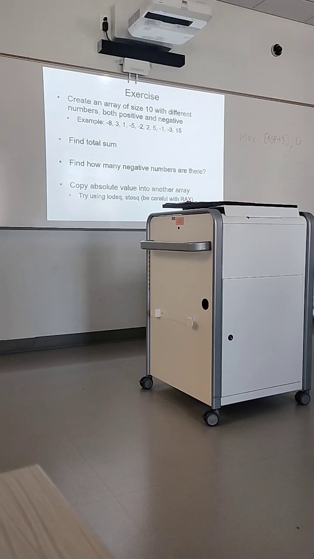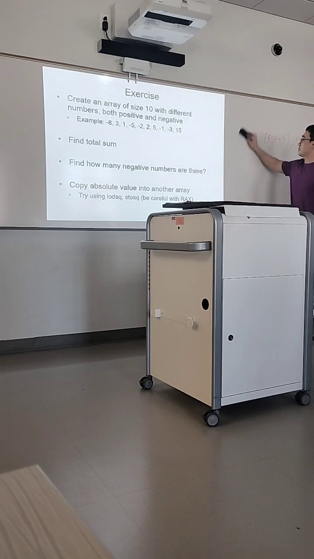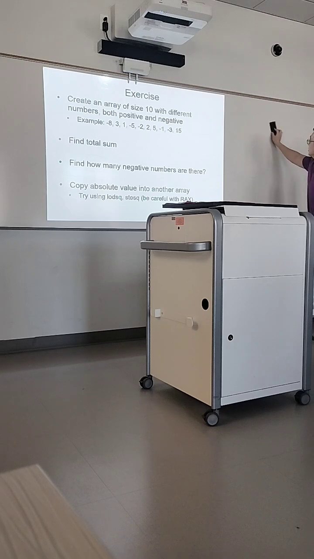Okay, let's play with this stuff now. I've uploaded an assembly file that we're going to use. First, we have an array of numbers, and I'm going to find the total sum of all these values. Once that works, I'm going to figure out how many negative numbers are here. Then I'm going to copy the absolute value of these into another array.